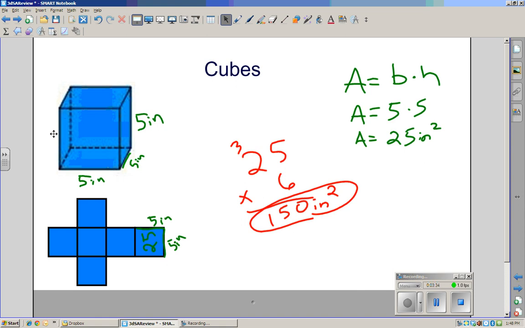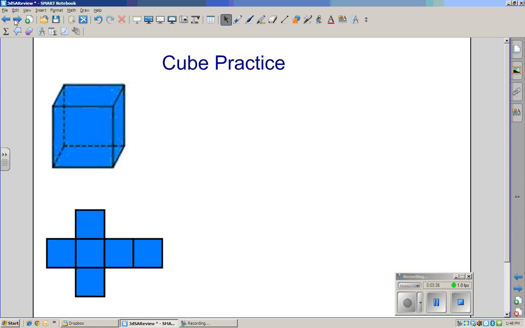So now, let's practice. I would like for you to find the surface area of a cube that is 7 inches by 7 inches by 7 inches. Please pause your recording and complete this now.